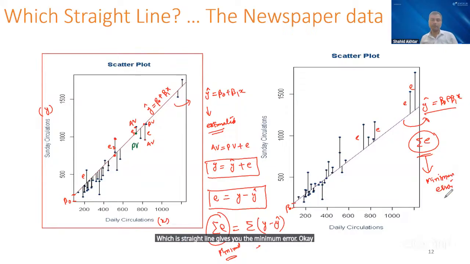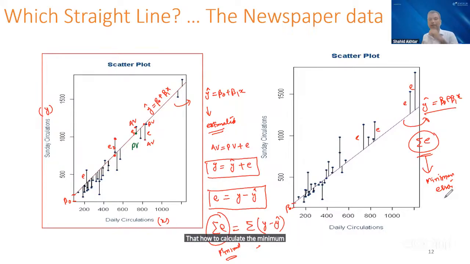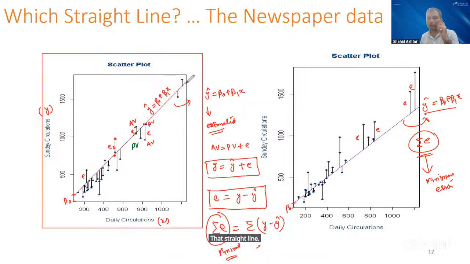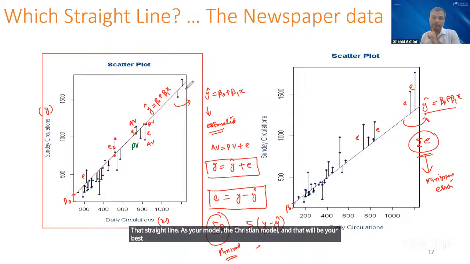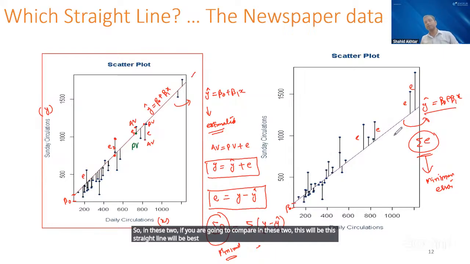There are different techniques to calculate the minimum errors, but our main aim is to minimize this error. If you are able to minimize this error, you will find that straight line as your regression model, and that will be your best fit line. So if you compare these two, this straight line will be the best fit in comparison to that straight line.